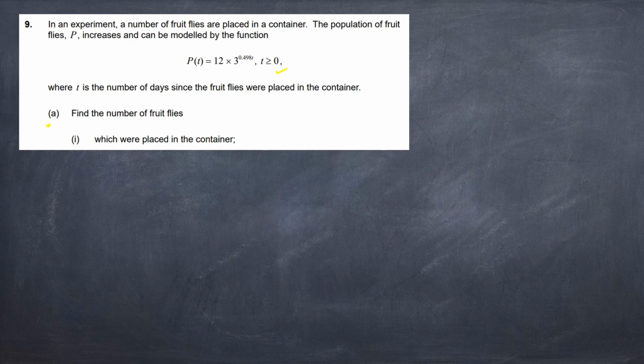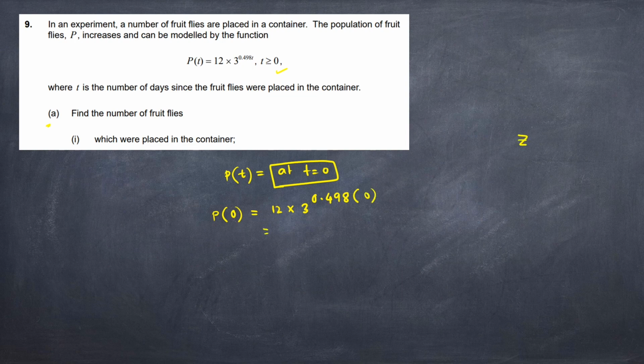So ultimately in this question it is asked that you need to find out P(t) at t = 0. So at the first time, how many fruit flies were there in the container? We need to find out that in this particular question. So ultimately we need to find out P(0), which is equal to 12 × 3^(0.498 × 0), and here the value of t will be 0. Anything to the power 0 is basically 1, so this complete term will become 1. So 12 × 1 is equal to 12.